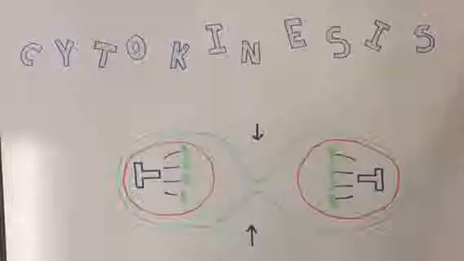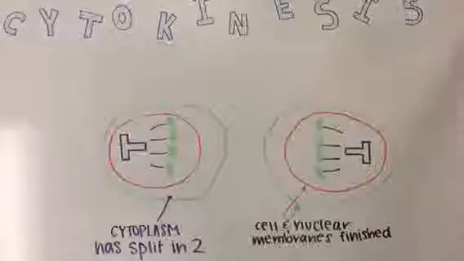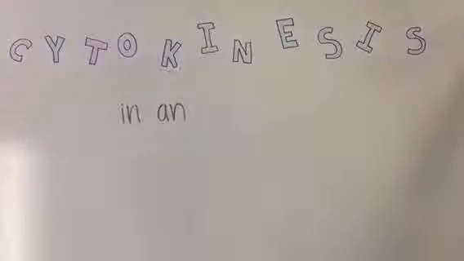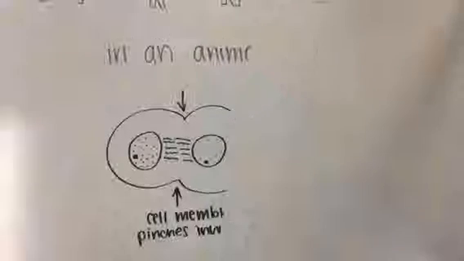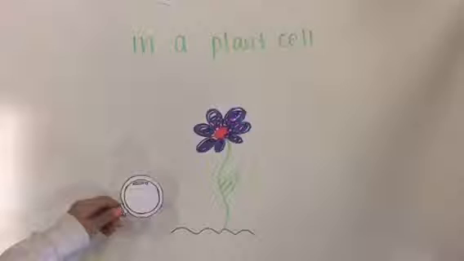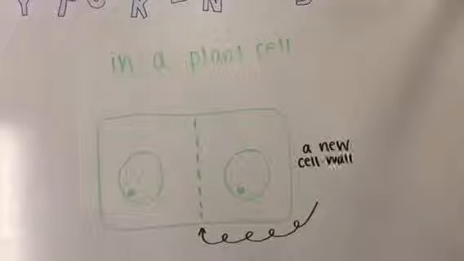Now, you may be wondering if cytokinesis occurs differently depending on the type of organism the cell is in, and it definitely does. For example, let's compare the difference between animal and plant cell cytokinesis. In the animal cell of a turkey, the cell membrane pinches inward like shown before, but in the cell of a flower, a new cell wall forms between the 2 cells and nuclei.